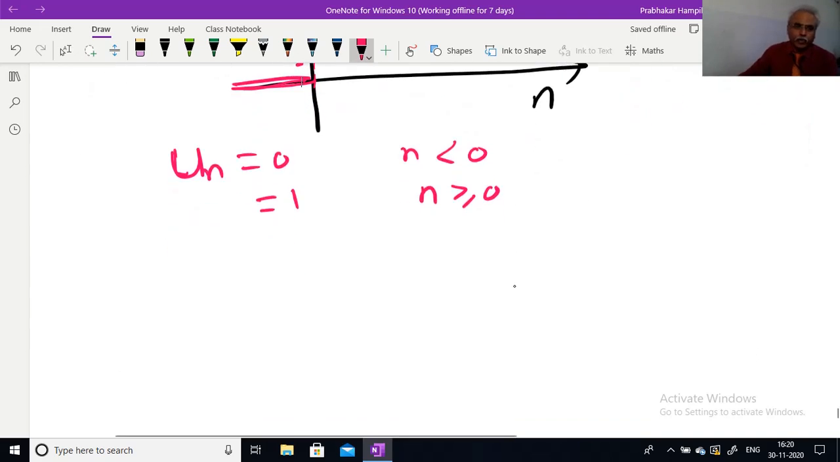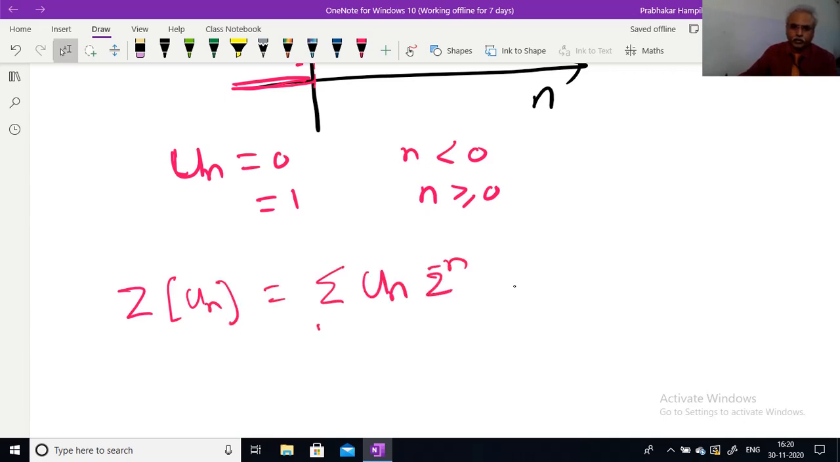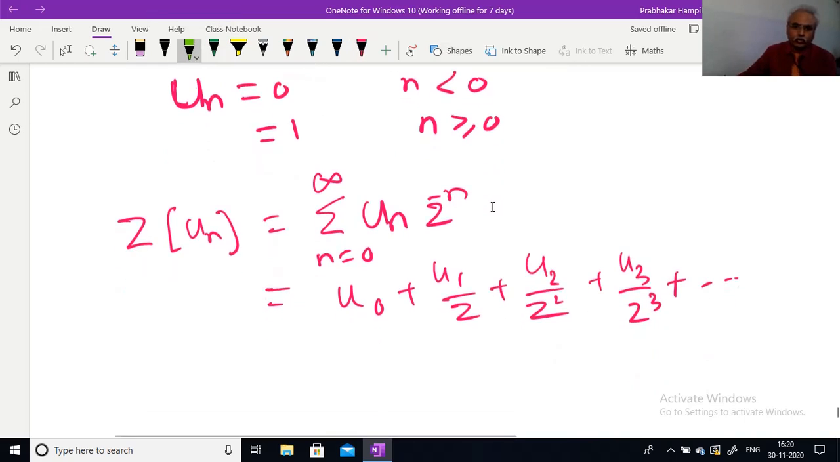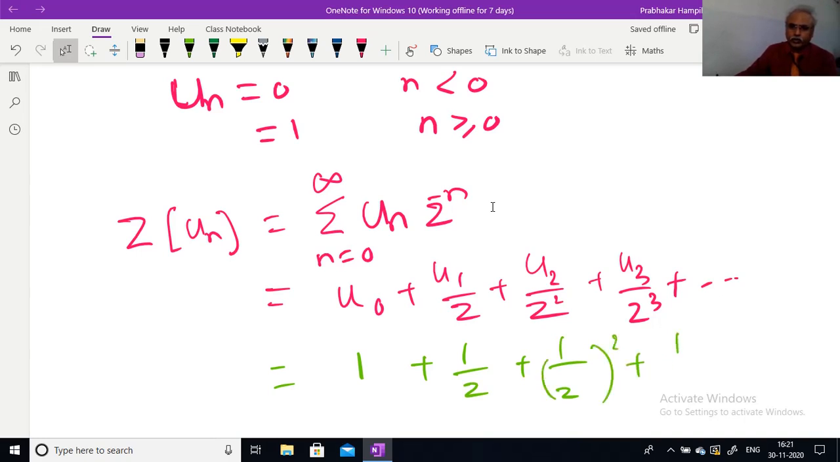Now if I apply the Z transformation to this unit step function, you multiply u(n) by z raised to minus n and sum from n equal to 0 to infinity. Expand it: u0, u1 by z, u2 by z square, u3 by z cube. Almost we are coming to the end of today's session. All u0, u1, u2 values are 1, 1, 1. So it is a geometric progression.